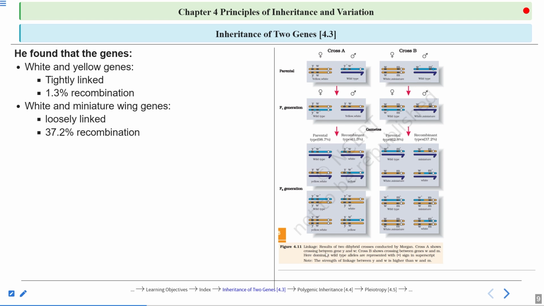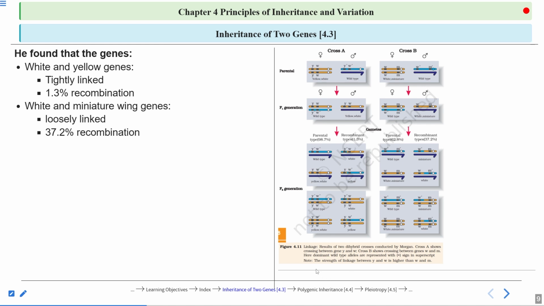So you can see in this image, this is showing you linkage. This is the result of two dihybrid crosses conducted by Morgan. Cross A shows a crossing between genes Y and W. Cross B shows a crossing between genes W and M. Here, the dominant wild type alleles are represented with a positive sign. So this positive sign denotes the dominant wild type alleles.